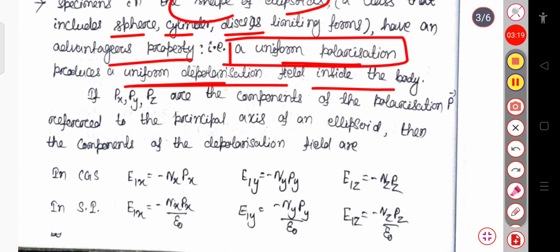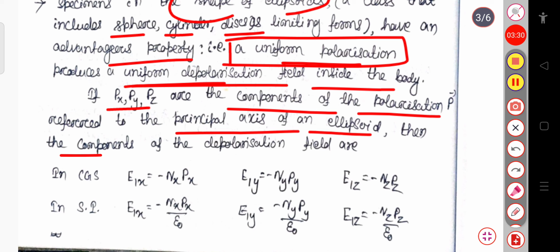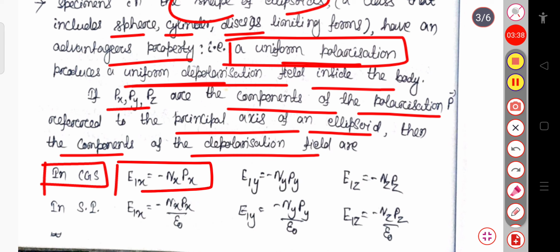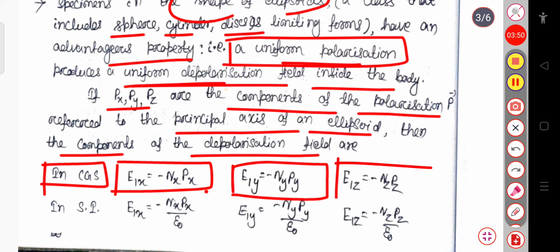If we consider Px, Py and Pz, the components of the polarization along the x, y and z axes, they refer to the principal axes of an ellipsoid. Then the components of the depolarization field in CGS system are: E1x will be equal to minus nx Px, E1y will be equal to minus ny Py, and E1z will be equal to minus nz Pz.